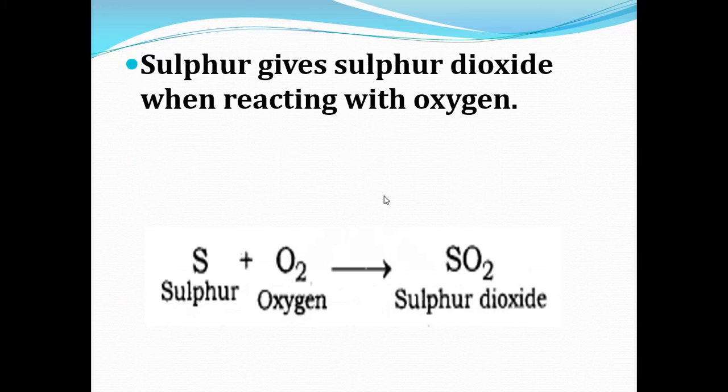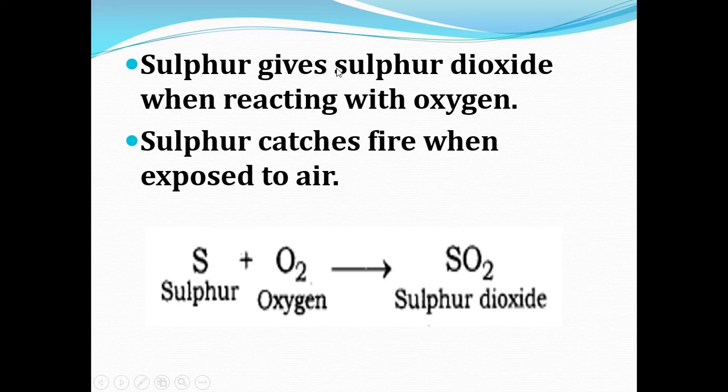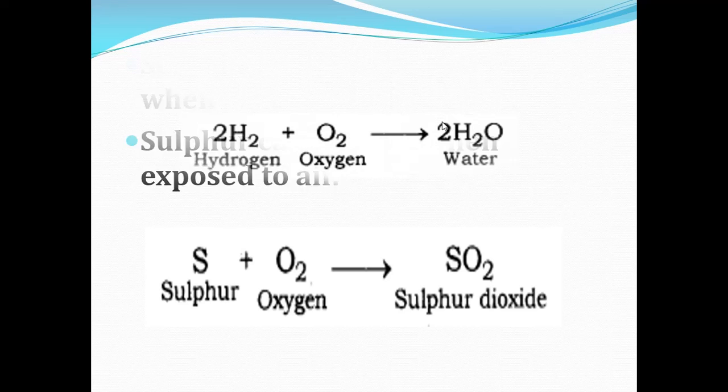Now, reaction of sulfur with oxygen. When sulfur reacts with oxygen, it gives sulfur dioxide. Sulfur catches fire when exposed to air. So sulfur gives sulfur dioxide when reacting with oxygen.